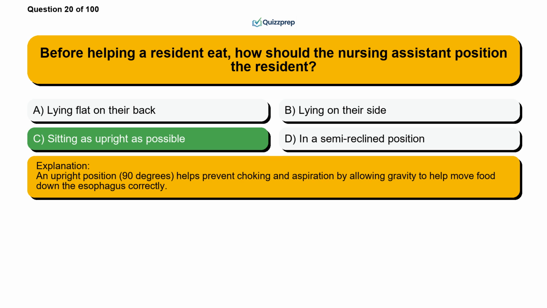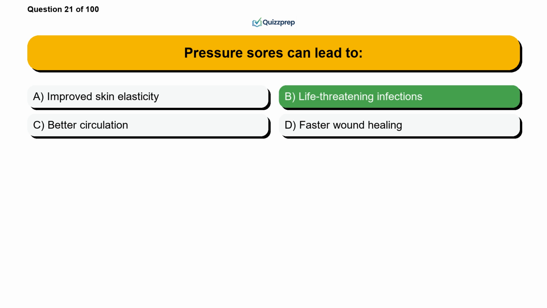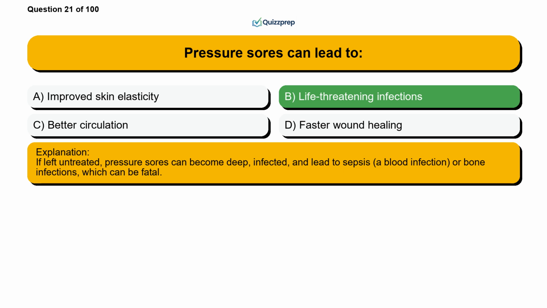Question 21. Pressure sores can lead to: option A, improved skin elasticity, option B, life-threatening infections, option C, better circulation, option D, faster wound healing. The correct answer is option B, life-threatening infections. If left untreated, pressure sores can become deep, infected, and lead to sepsis, a blood infection, or bone infections, which can be fatal.